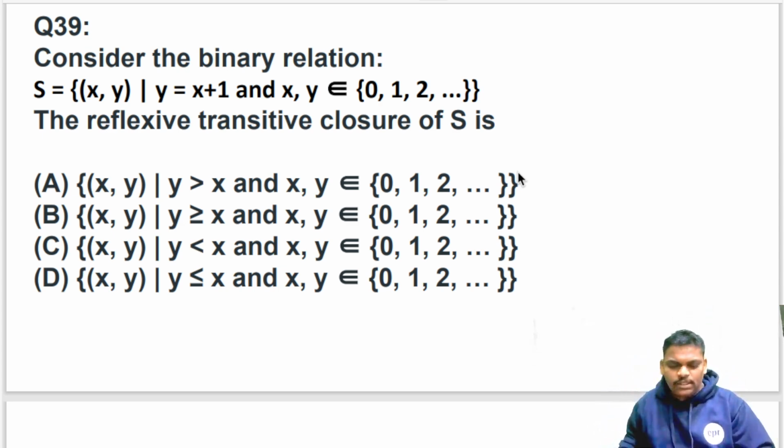Remember, A double implies B means A is equal to B. But A single implies B does not mean that A is equal to B. Single implies, I cannot give a guarantee. Double implies, I can give a guarantee. A double implies B means A is equal to B. A single implies B, I cannot say that. This one I cannot say, but this I can say.